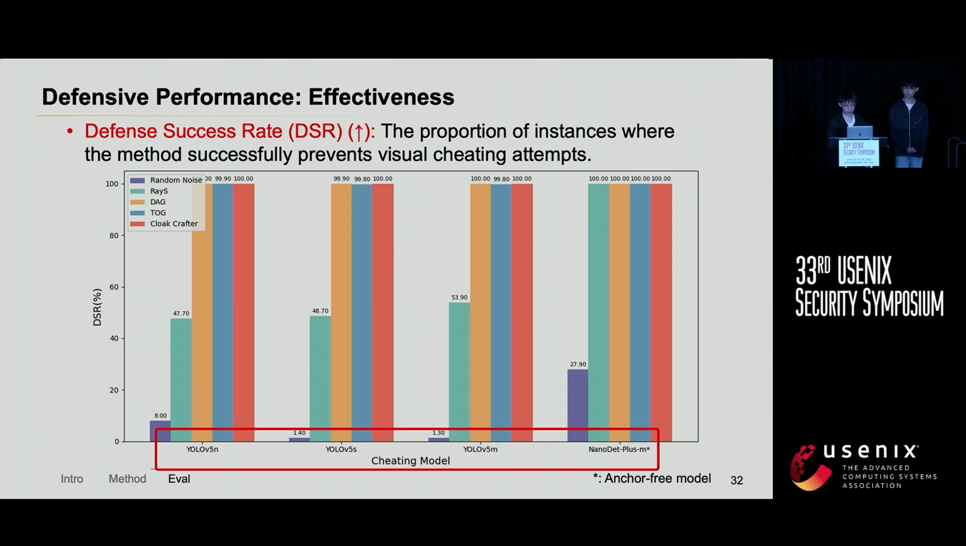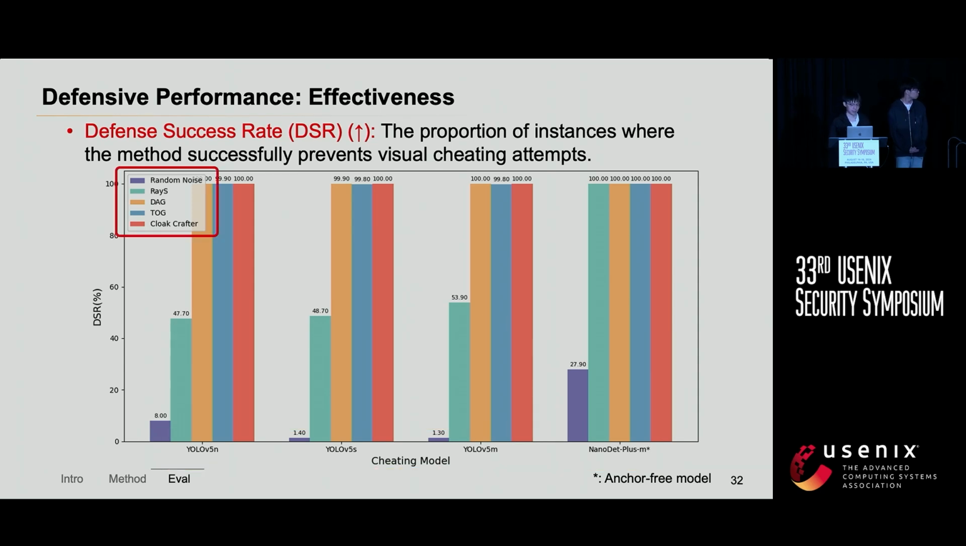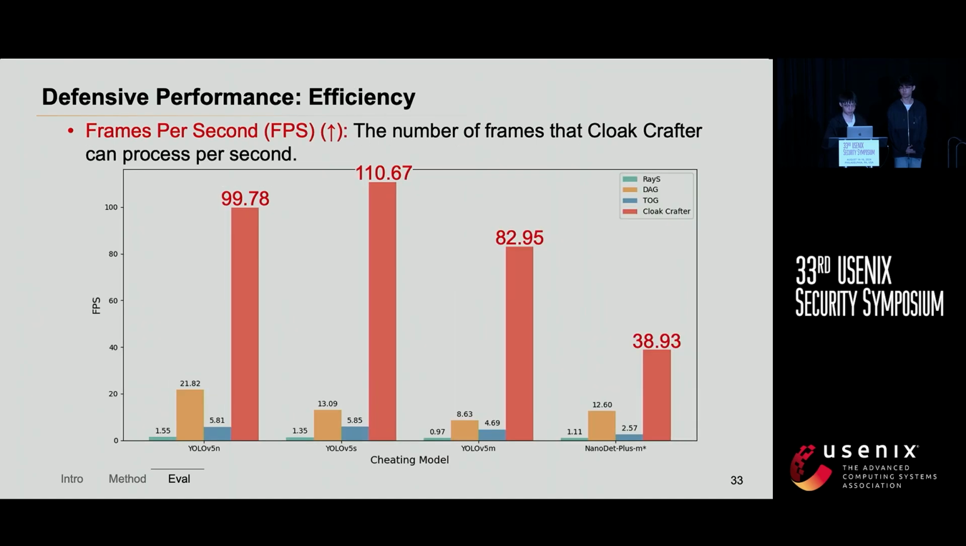YOLOv5n, YOLOv5s, YOLOv5m, and NanoDet-Plus-m. Except for random noise, we also compare with some state-of-the-art adversarial attack methods such as RACE, DAG, and TOG. The first metric is defense success rate, and the results show that our defense can achieve 100% defense success rate on all these 4 visual models.